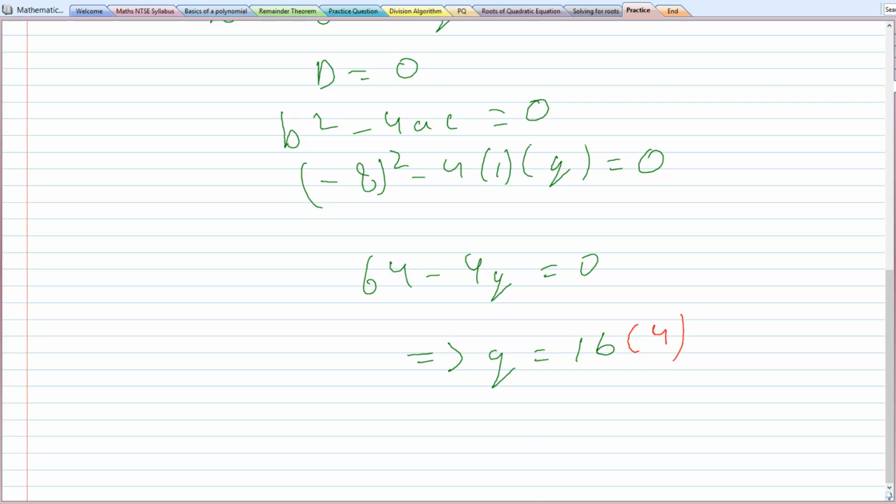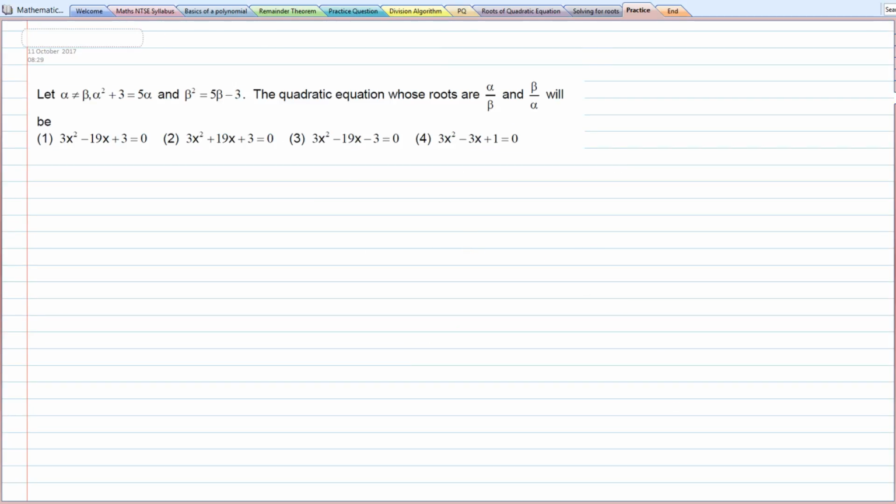Is it clear? सबको समझ आया? So as there are no doubts, let's try one more question. This is the question of NTSE 2015 to 16.